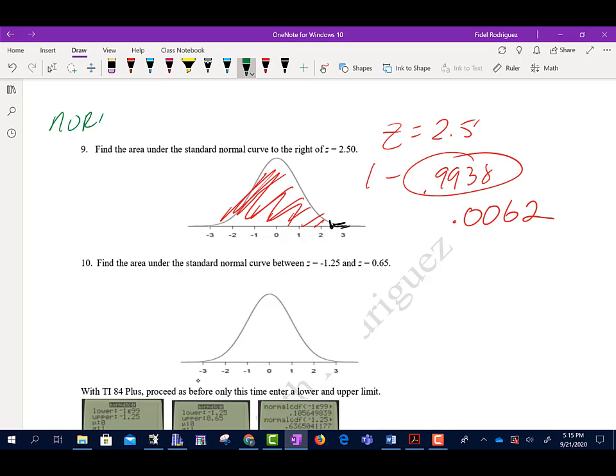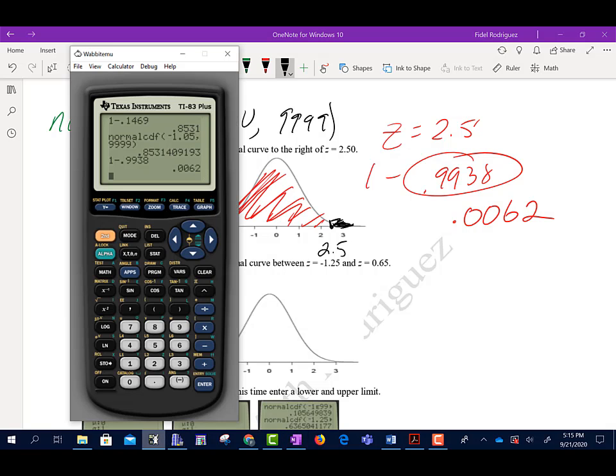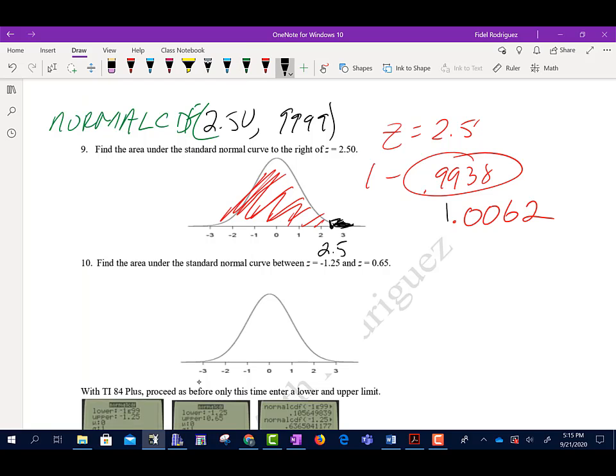I'm going to go normal CDF. Remember, we're really looking for this little smidget right here, right? So what's my lower limit? 2.5. What's my upper limit? A whole bunch of 9s. Okay, so second vars, normal CDF, 2.5, comma, a whole bunch of 9s. Okay, and I'm coming up with 0.0062. Hey, it's the same thing, Jelly Bean, that we got right there.